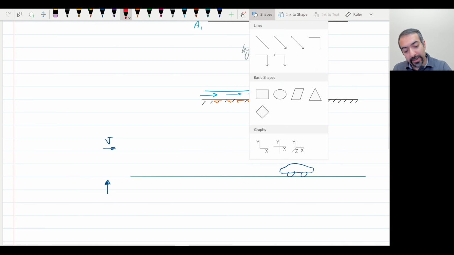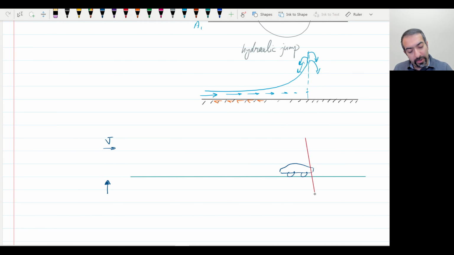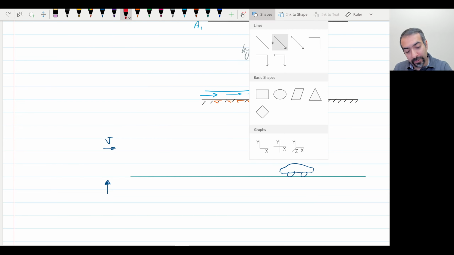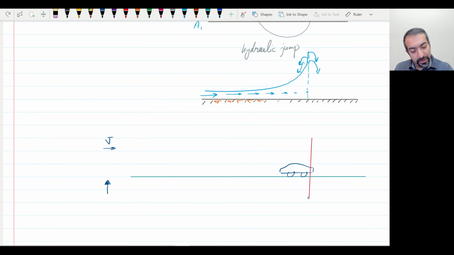Let me draw a line here, because this is where all cars are going to come to a stop. Let's see what I can do here. Nope, that's okay. Let me try one more time. So I just want to draw a vertical line here, and this is easy. All right, so this car is going to come to a stop at that location.